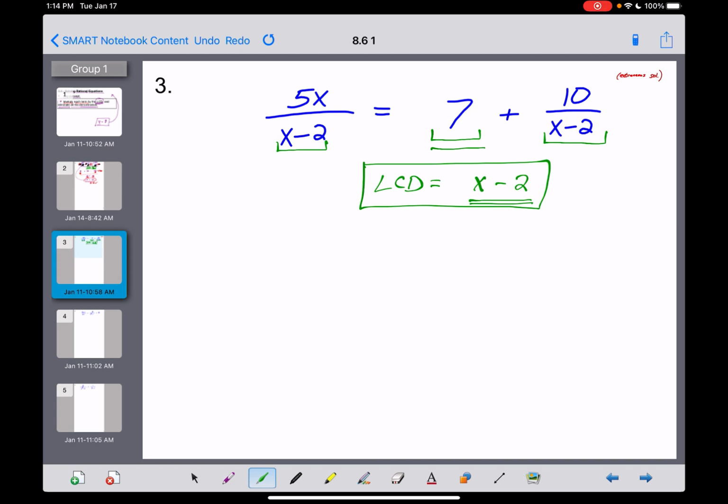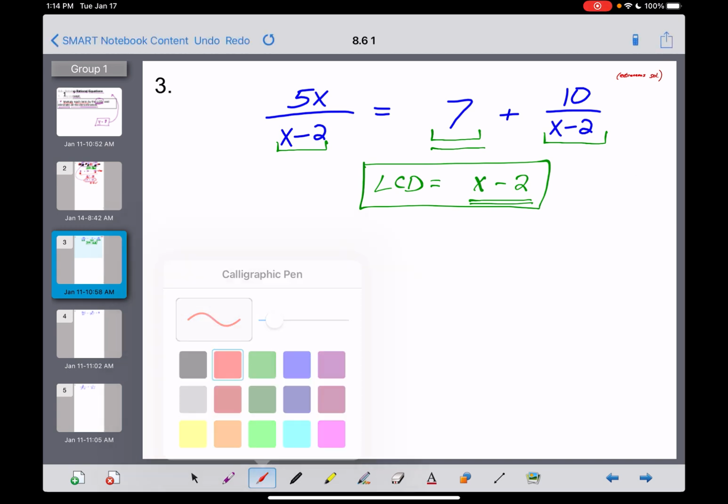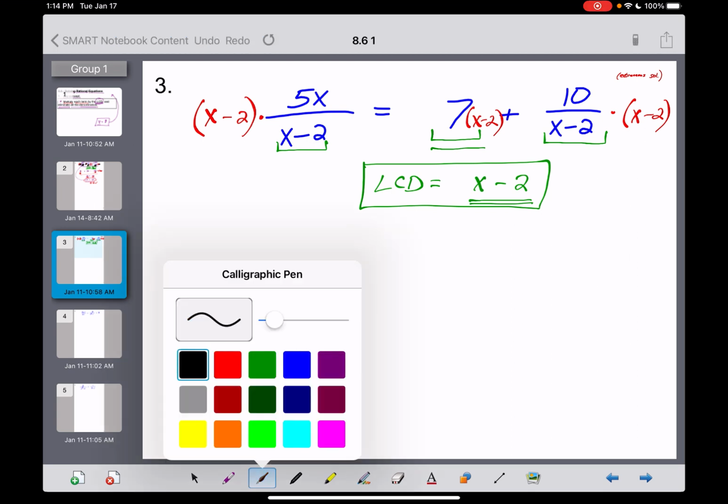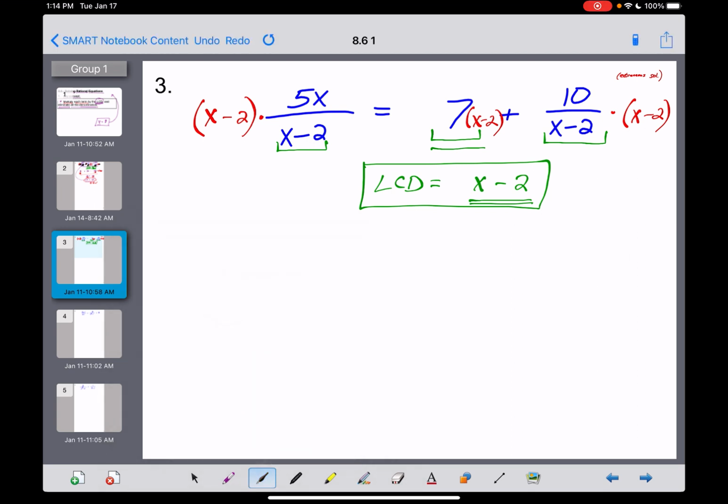So what do we do with that? We're going to take that LCD and multiply it by all three terms in this equation. There's an x minus 2. It's probably a good idea to put that in parentheses. That goes right here. The same thing happens with the 7 times an x minus 2, and then also with this last term right here. All right, and it looks like that. Now, what should happen now is that all of your denominators should cancel with something that you're multiplying it by on the top. Okay, so what's that going to look like?